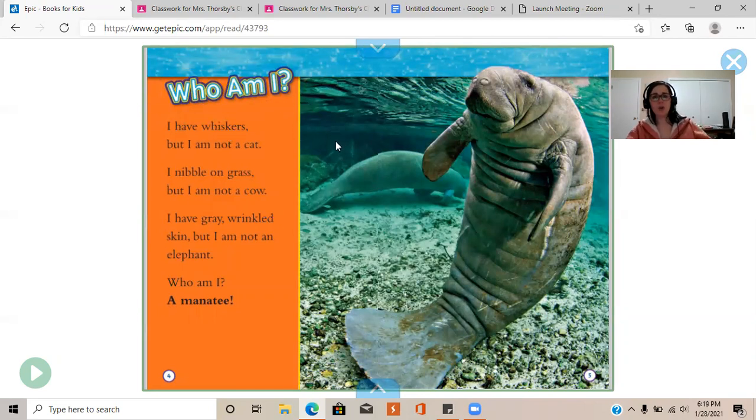And this one says, "Who am I? I have whiskers, but I am not a cat. I nibble on grass, but I am not a cow. I have gray wrinkled skin, but I am not an elephant. Who am I? A manatee." And there's a nice photograph of a manatee. So there's our introduction.